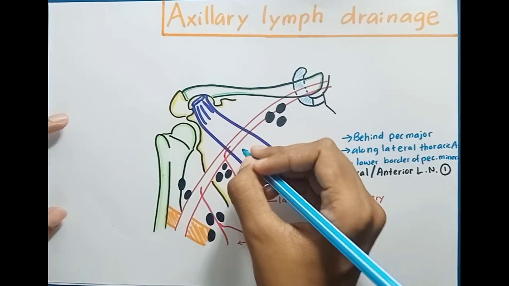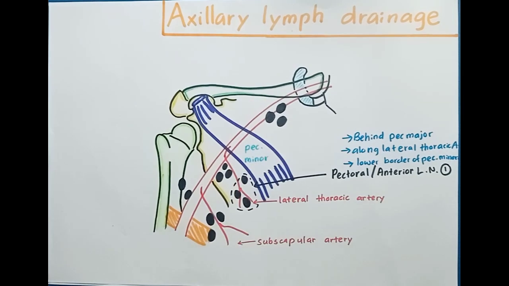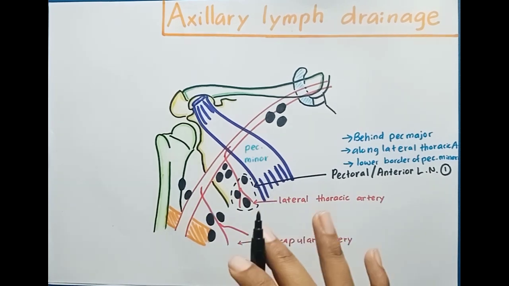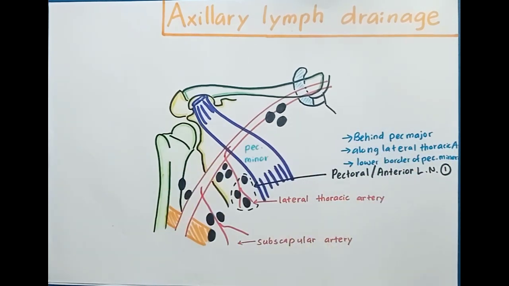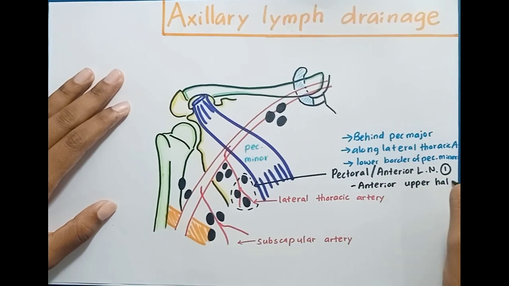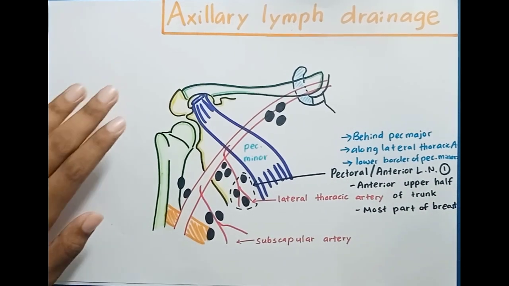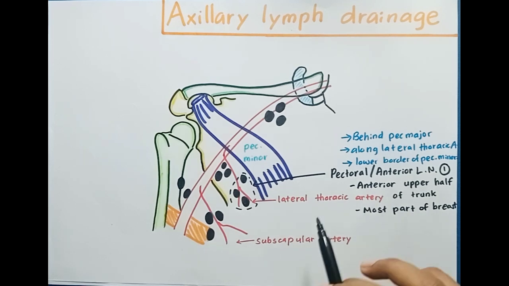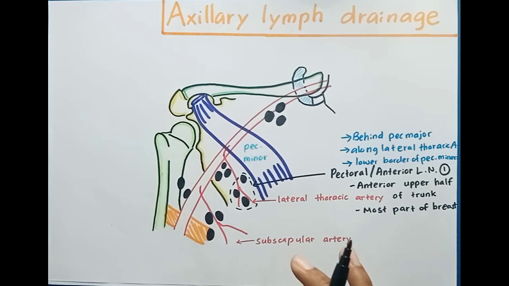So this is the pec minor muscle. So this lymph nodes group drains lymph from the anterior upper half of trunk and from most part of the breast. So this first group of lymph nodes drains lymph from the anterior upper half of trunk and most part of the breast. So now let's move to the second lymph node group, that is subscapular, that means posterior group.